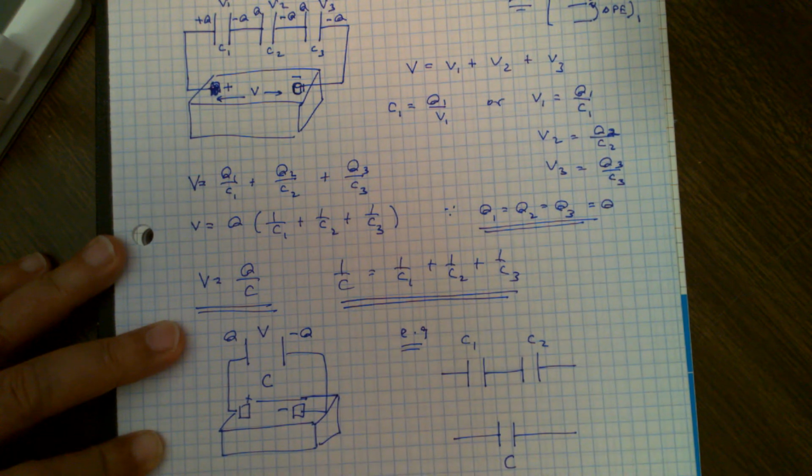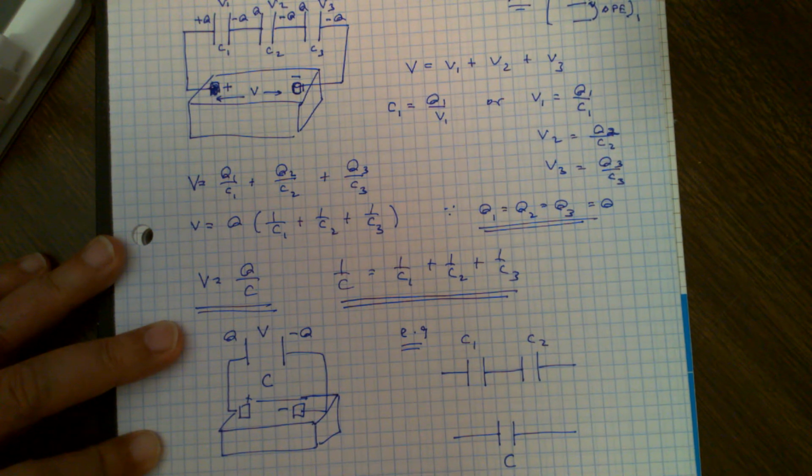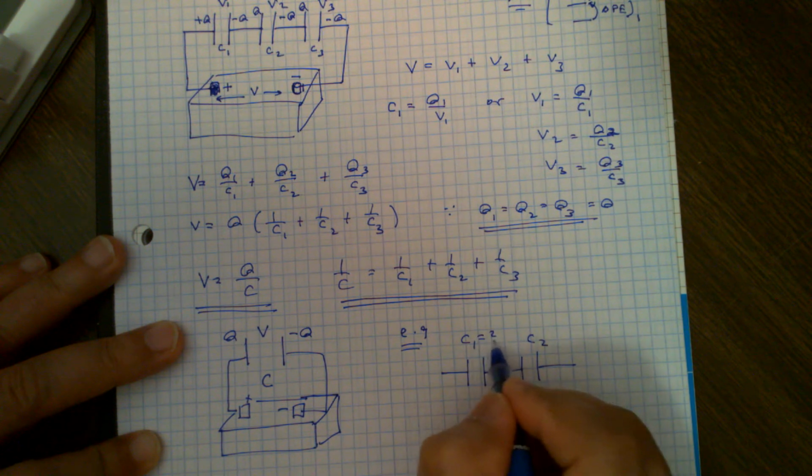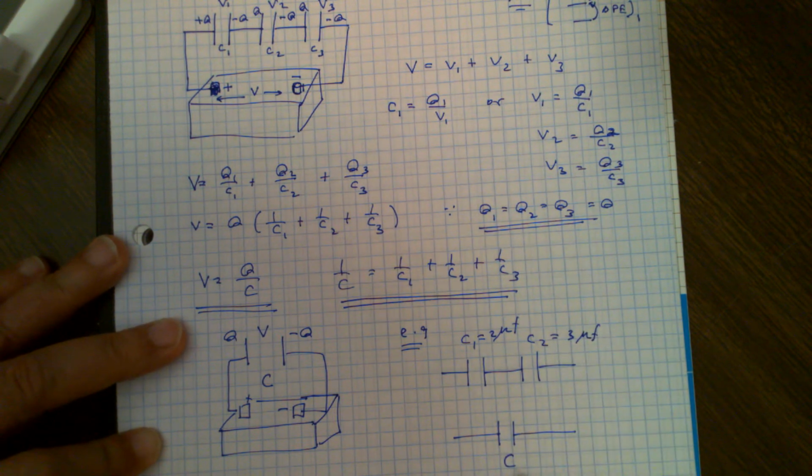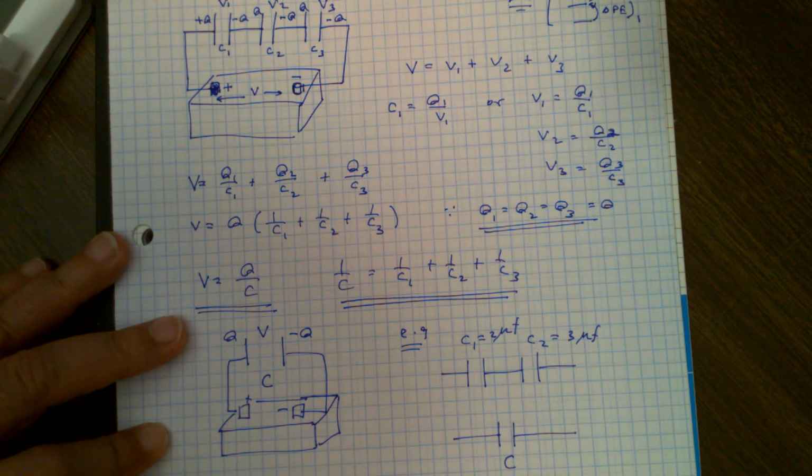So let's say C1 is equal to 2 microfarad. C2 is equal to 3 microfarad. Then what is C? The formula for this is 1 by C is equal to 1 by C1 plus 1 by C2. So that is 1 by 2 plus 1 by 3, which is equal to, 2 times 3 is 6, and 2 goes into 6 3 times, plus 3 goes into 6 2 times, so it's 5 by 6.